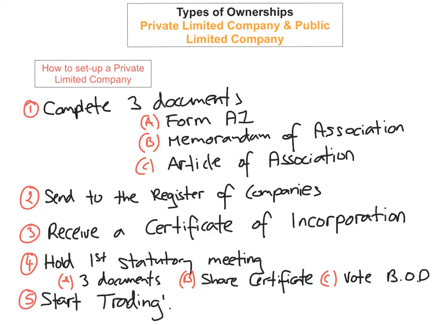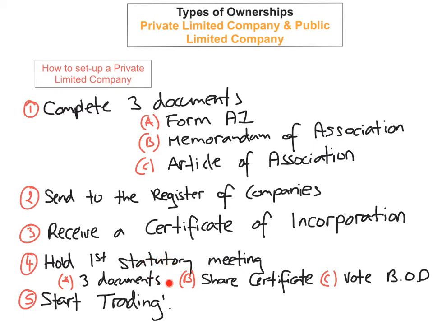And the last step is that the company can start trading. So once they've held their first statutory meeting, they then start trading. Just a few things to note also about private limited companies. Private limited companies are regulated by the Companies Acts 1963 to 1999.